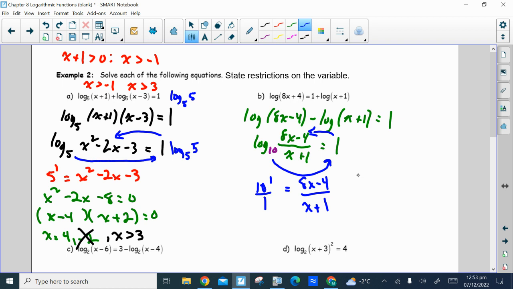Cross multiply. And you'll have 10x plus 10 equaling 8x minus 4. And then we're going to solve for x. We'll subtract the 8x from both sides. Subtract the 10 from both sides. And divide by 2.